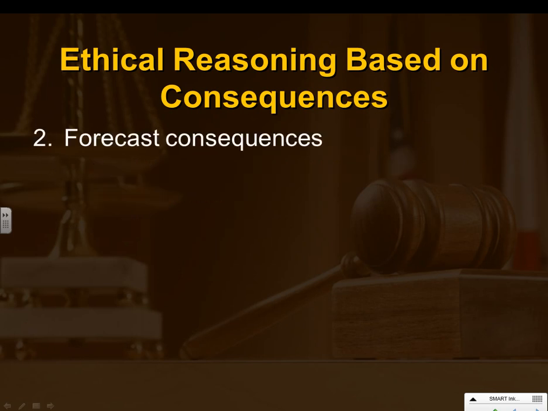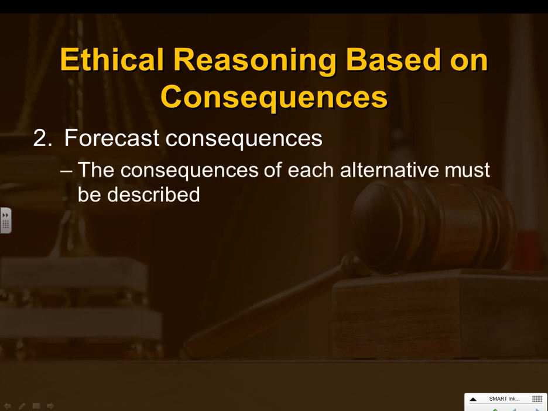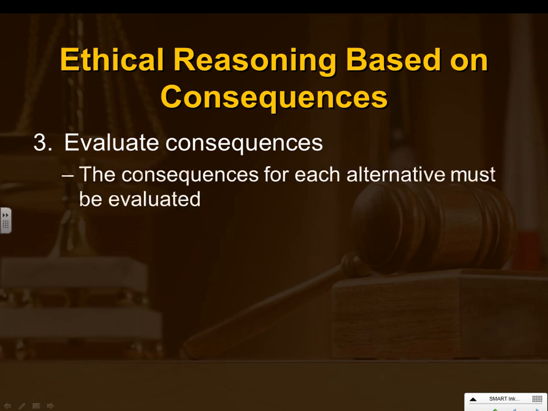Second, the consequences flowing from each alternative must be described. This requires skill in predicting the future. It requires an ability to see things such as, if I build the fence 1 foot inside my neighbor's property, they probably won't notice. Third, the consequences for each alternative must be evaluated.